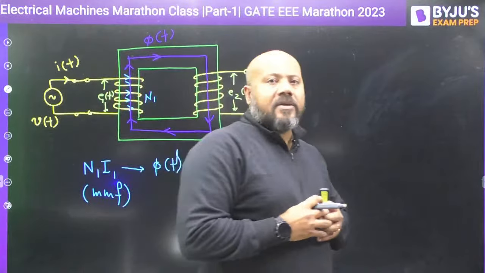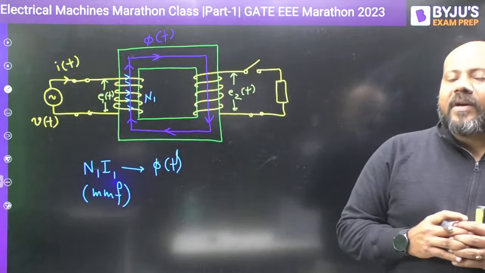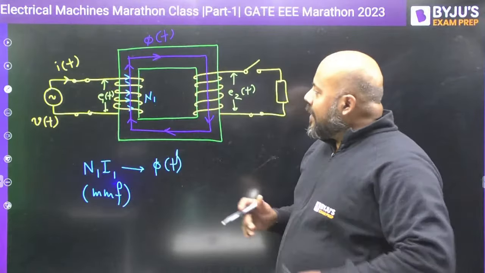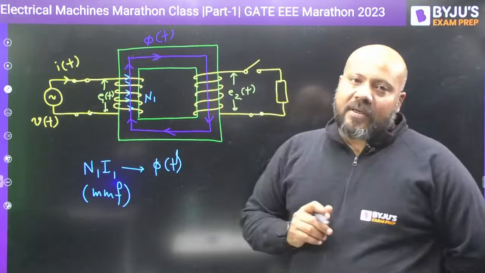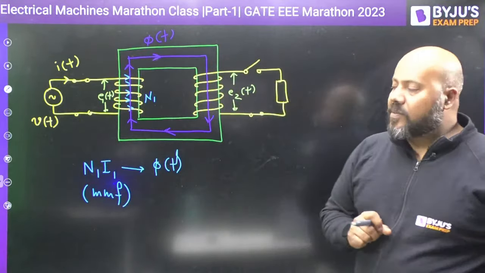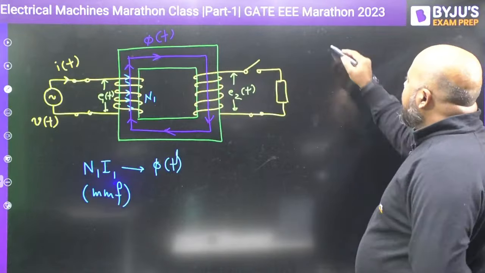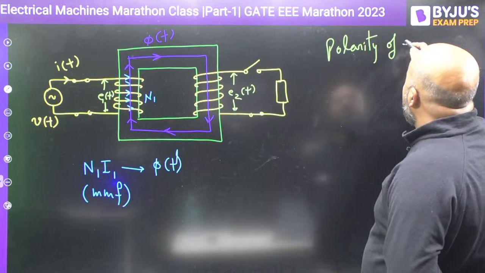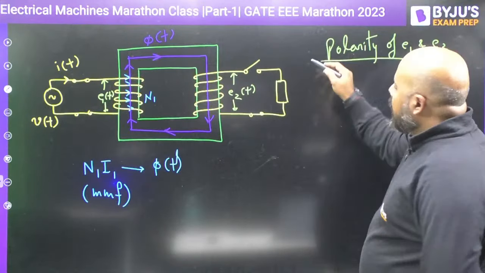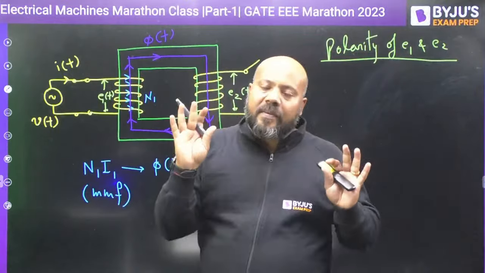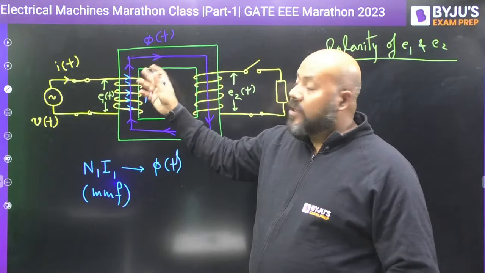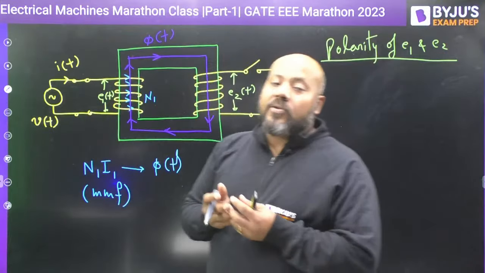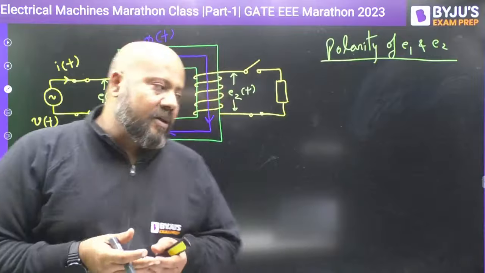It is because of Faraday's law of induction that whenever a time varying flux is linked with the winding, some EMF is induced. How the polarity of E1 and E2 is decided is one important concept in the transformer. The polarity of E1 and E2 is decided as follows: if you give E1 complete freedom to circulate its own current, then it will circulate its own current in such a direction so that it can oppose its own cause as per Lenz's law.